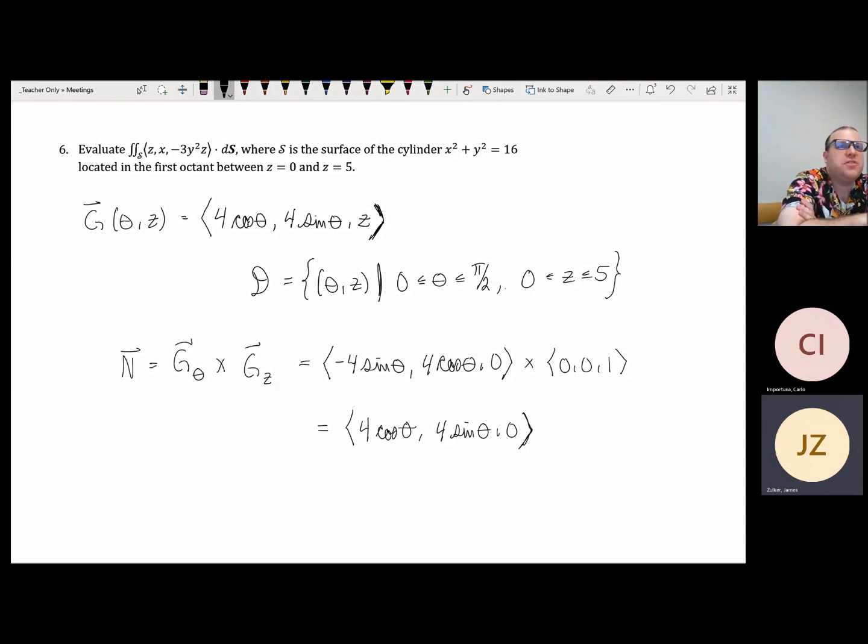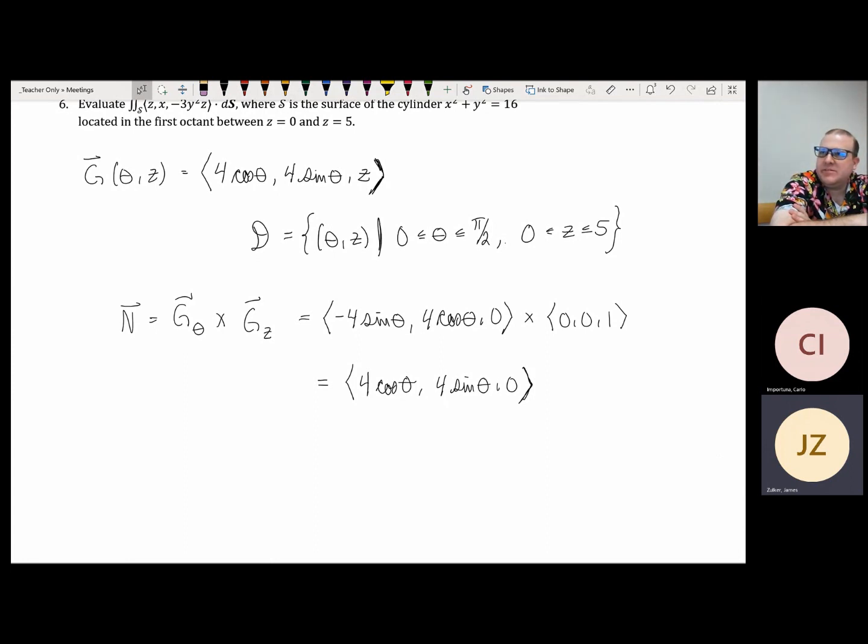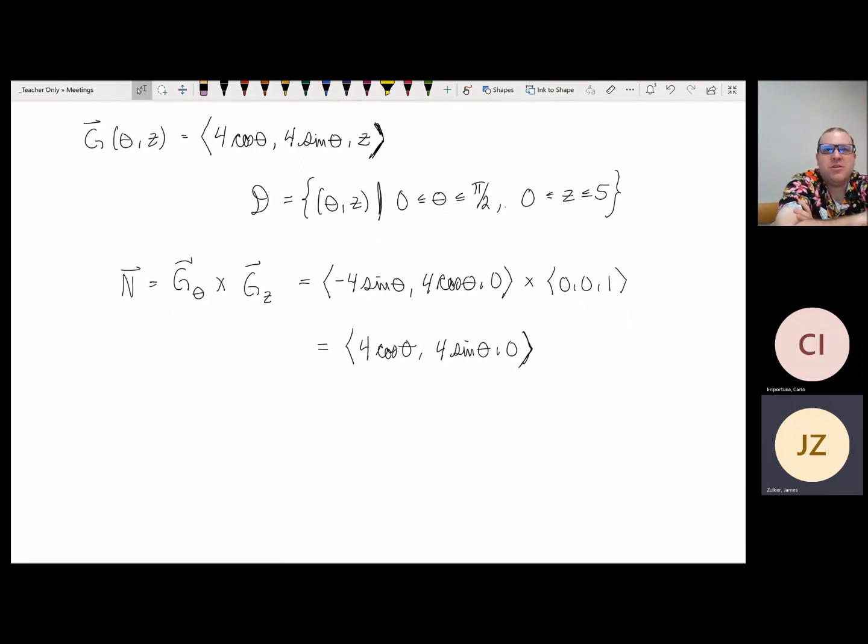Now you want to examine that and make sure that it is outward pointing. Since we're only 0 to pi over 2, cosine and sine are both positive, right? So this vector is going to point in the positive x direction and positive y direction. So it's going to be pointing essentially towards quadrant 1, further into quadrant 1. Is that outward from the cylinder? Yes, it is. Perfect. So this is outward pointing, and that is the proper vector we want.